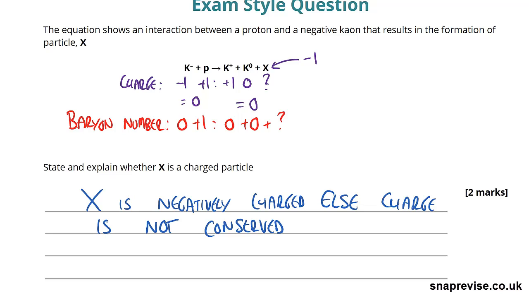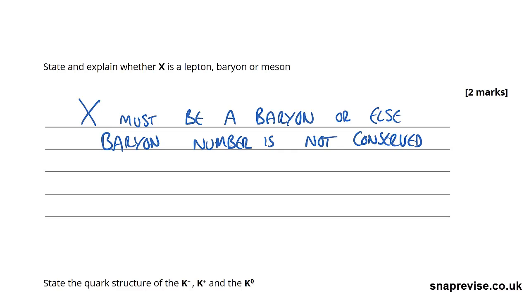Well, we see that for this to balance, it must have a baryon number of +1 as well. And so with that, we can answer our question. So our answer here is that x must be a baryon, or else baryon number is not conserved.